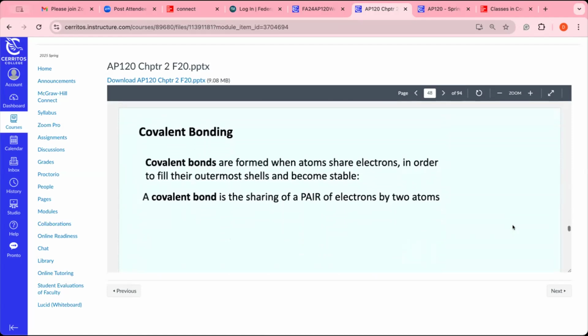Covalent bonds are formed when atoms share electrons in order to fill their outermost shells and become stable. A covalent bond is the sharing of a pair of electrons by 2 atoms. Okay, so they share a pair of electrons, not just 1 electron. They have to share a pair of electrons by 2 atoms. Okay.